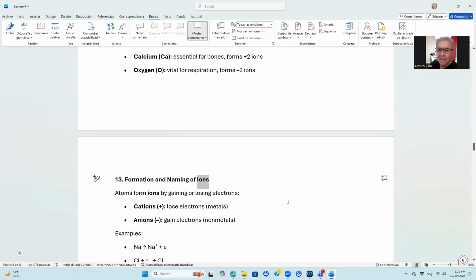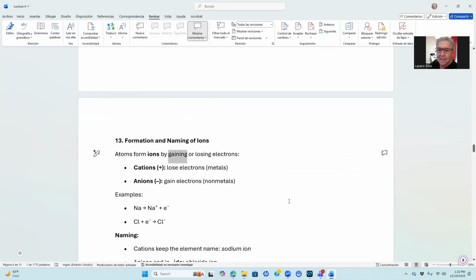13. Formation and naming of ions. Atoms form ions by gaining or losing electrons. Cations, plus, lose electrons, metals. Anions gain electrons, nonmetals. Examples: Na+, Cl-. Look, sodium loses one electron and gets a positive charge. Chlorine gains one electron and makes the chloride ion. Let's see how we can name the cations and the anions.